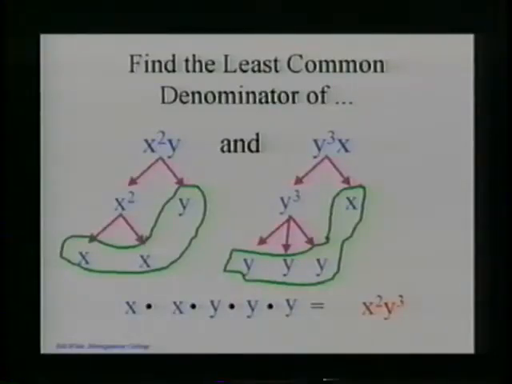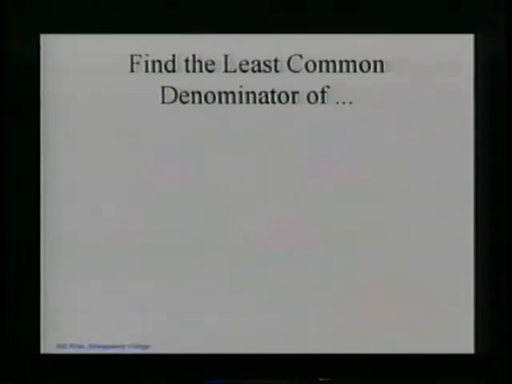Let's check it. Is everything in x squared y there? I can see that it is. Is everything from y to the third x there? It's in there. It's kind of an overlap, but it is in there. And that's the idea. I'm looking for the smallest number that contains both of them. So that's the construction of a least common denominator. Remember that I had to break everything up first. So that'll do it.